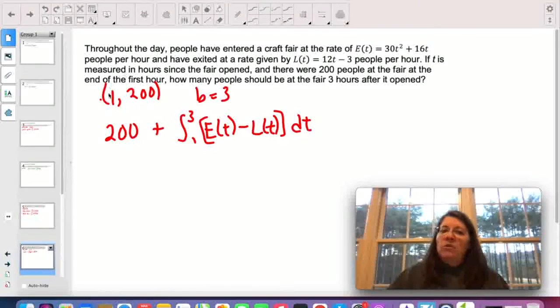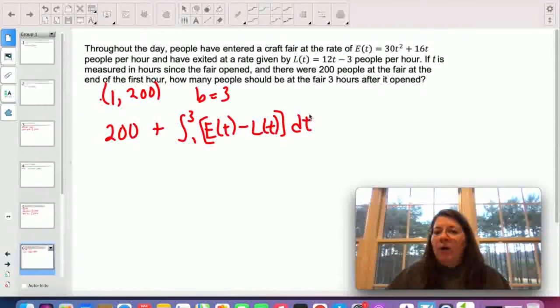So if we use 200 as the endpoint, 200 is how many are there initially. We're saying we initially are starting this problem at hour 1. Then we're going to add to that the integral of the net change. Well, you have to think about that. If we started at 1, my a will be 1. We're ending it at hour 3, so this will be 3.